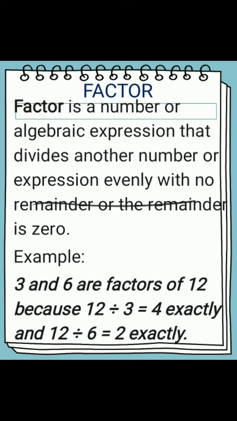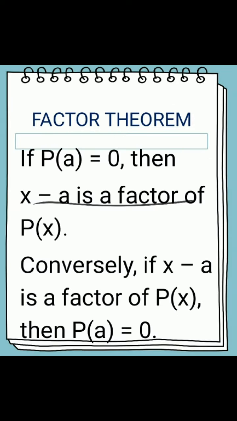Again, masasabi natin na yung given binomial ay factor ng given polynomial kapag yung remainder ay 0. By definition, the factor theorem: if p of a is equal to 0, then x minus a is a factor of p of x. Conversely, if x minus a is a factor of p of x, then p of a is equal to 0. So, yung x minus a, class, yun yung ating binomial.